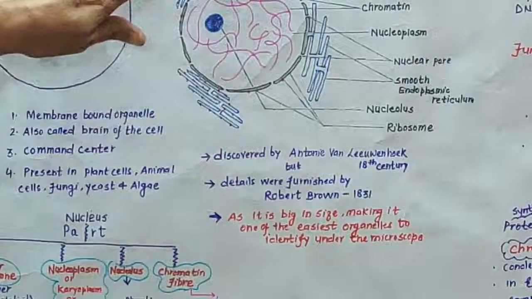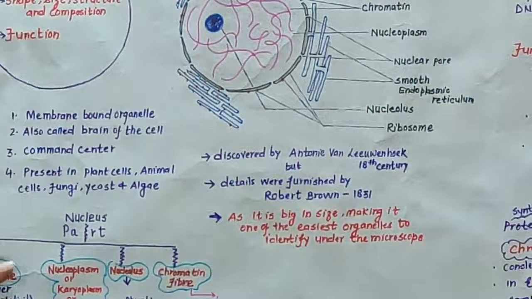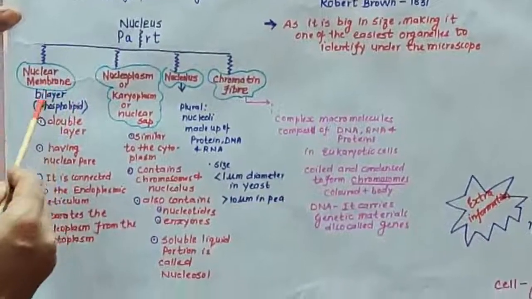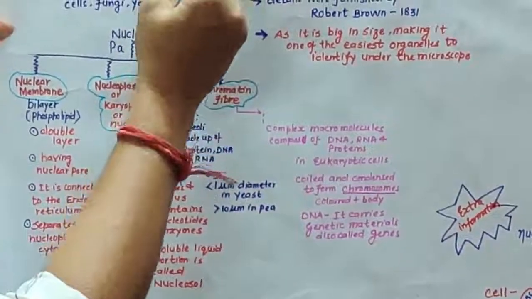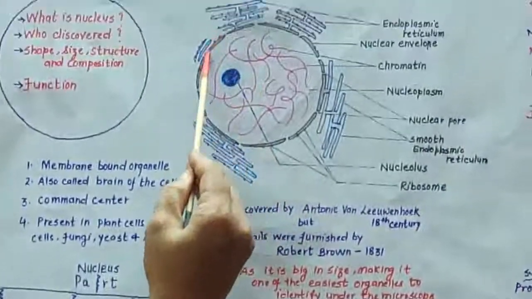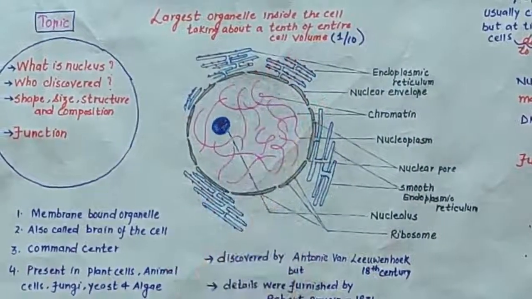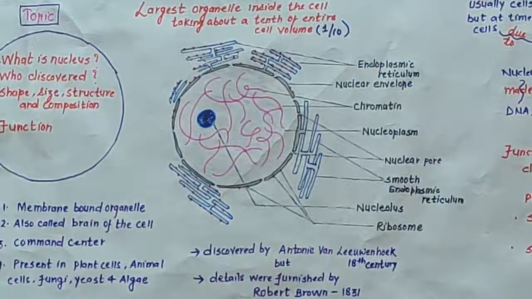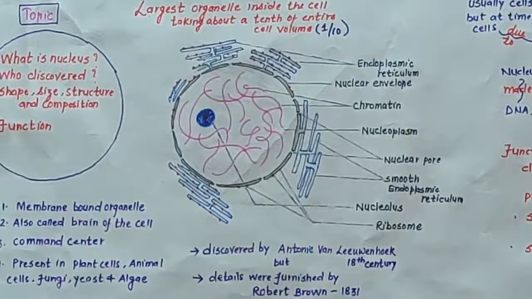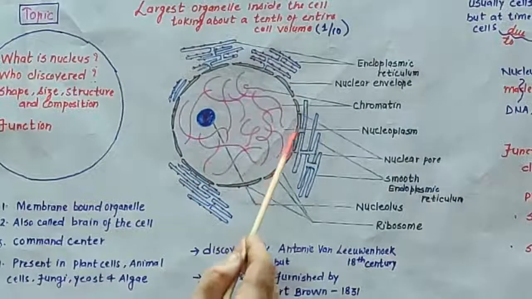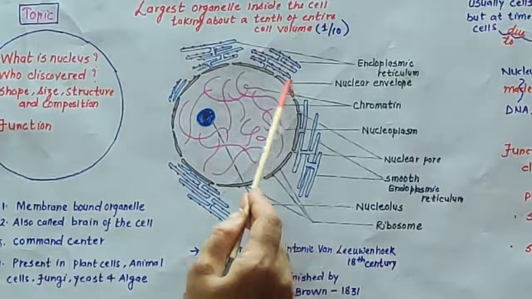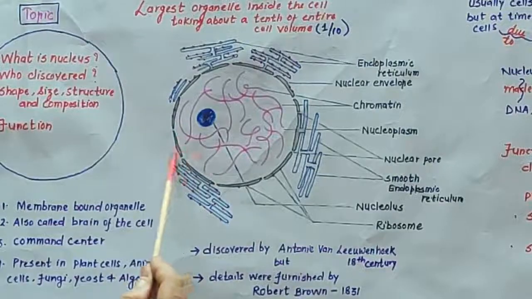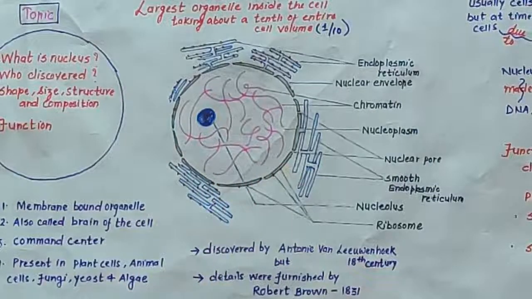Okay, now I have divided this nucleus into 4 parts, as you can see. Number 1 is your nuclear membrane. As you can see, this is the nuclear membrane, black in color. It is double layered, made up of phospholipid. It is having nuclear pore. You can see the passage between the membranes. This passage is called nuclear pore.